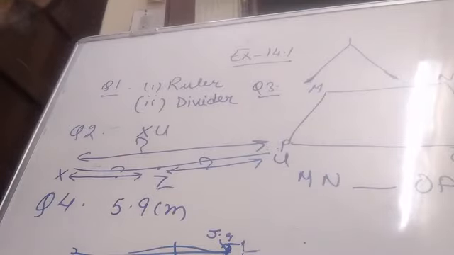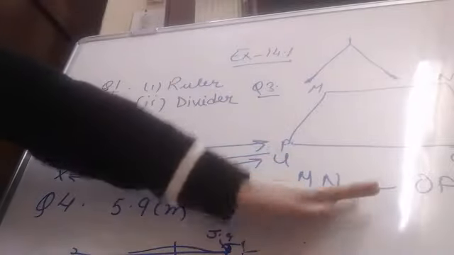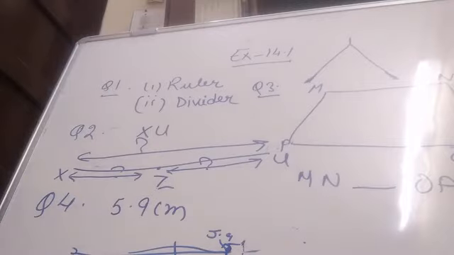That's why. Okay, then question 3 and question 4 are for your assignment. You will do it yourself. Question number 3 you will do with the help of a divider, and question number 4 you will do with the help of a scale. Okay.